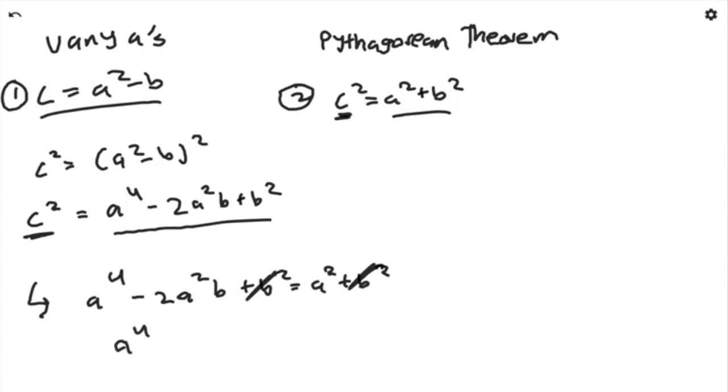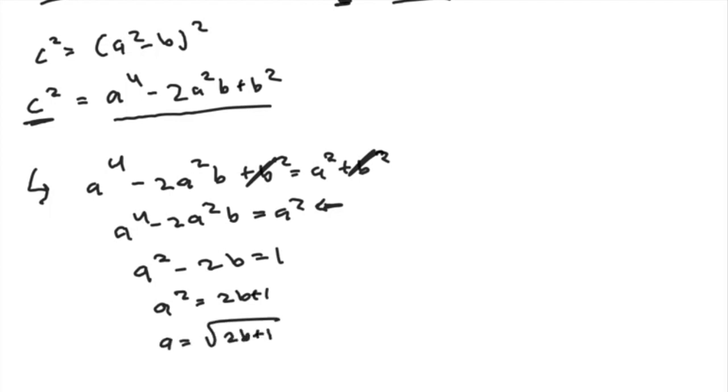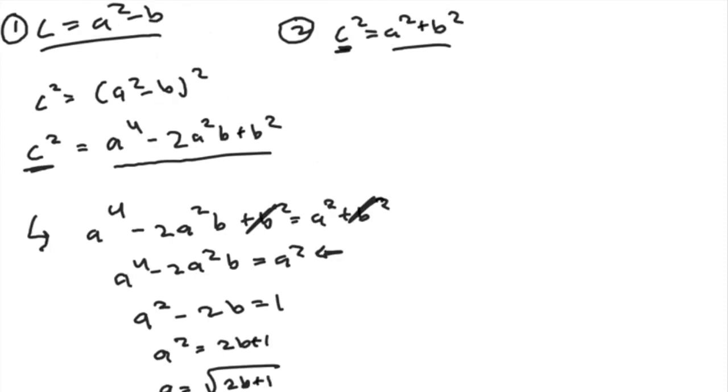a to the 4th minus 2a squared b is equal to a squared. We can divide both sides by a squared because they both have that same common factor. So we'll get a squared minus 2b is equal to 1 once we divide both sides of this equation by a squared. Now we have a simple equation here which we can solve for. a squared is equal to 2b plus 1. By adding 2b to both sides and taking the square root, we get a is equal to the square root of 2b plus 1. So now we have solved for a.